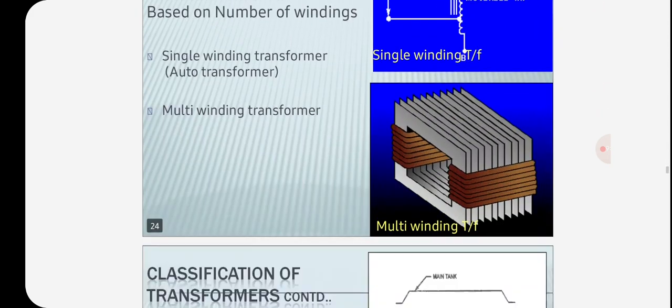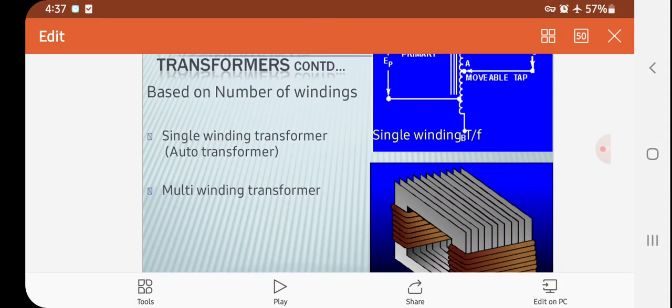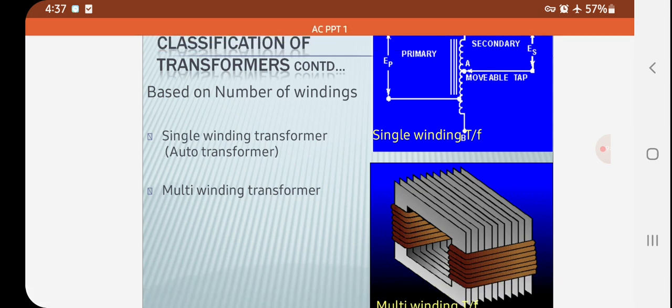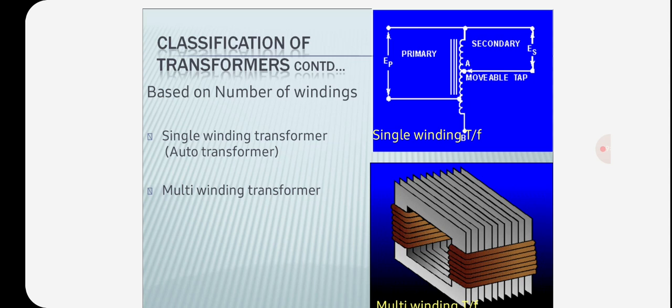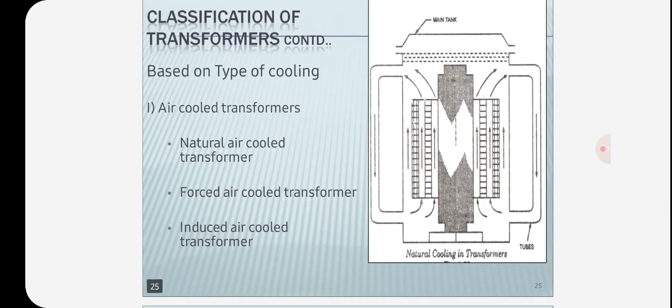So next, the transformers classification based on number of windings. So single winding transformer means auto transformer and multi winding transformers.